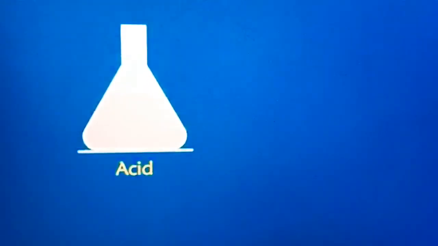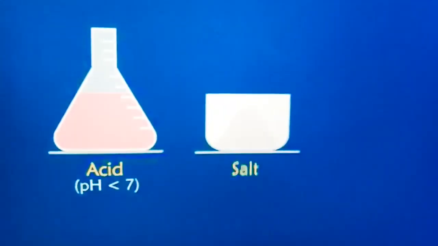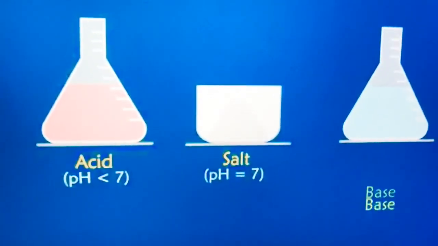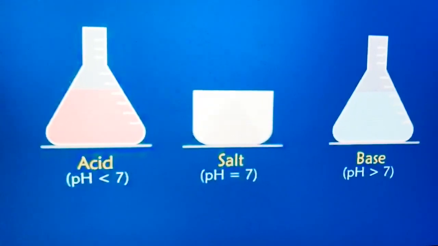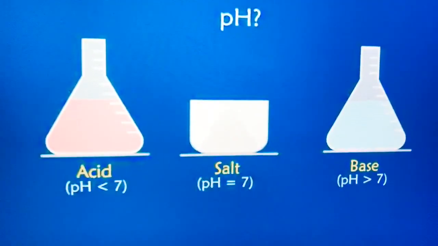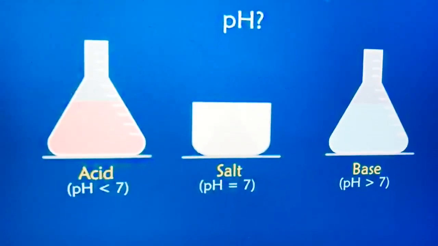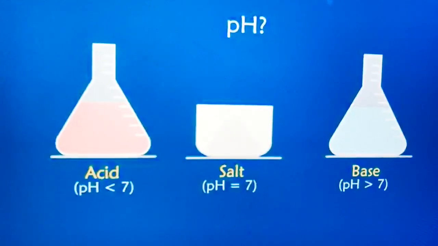All of us would probably know that the pH of acids is less than 7, that of salts is 7, and that of bases is more than 7. Do we really understand what pH is? Let's dive a bit deeper into this concept.